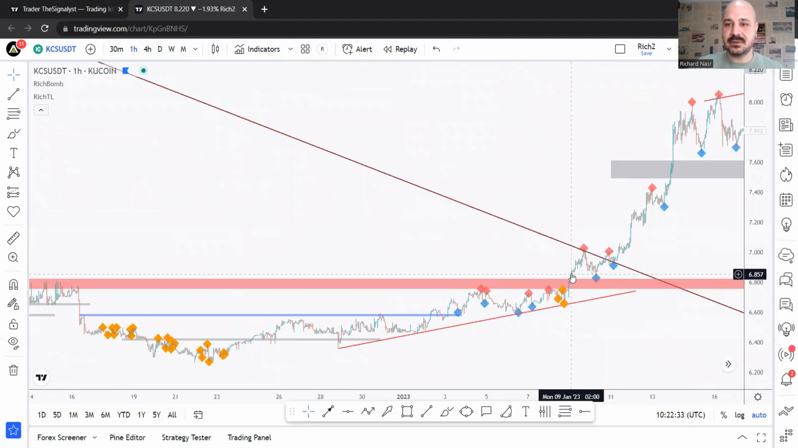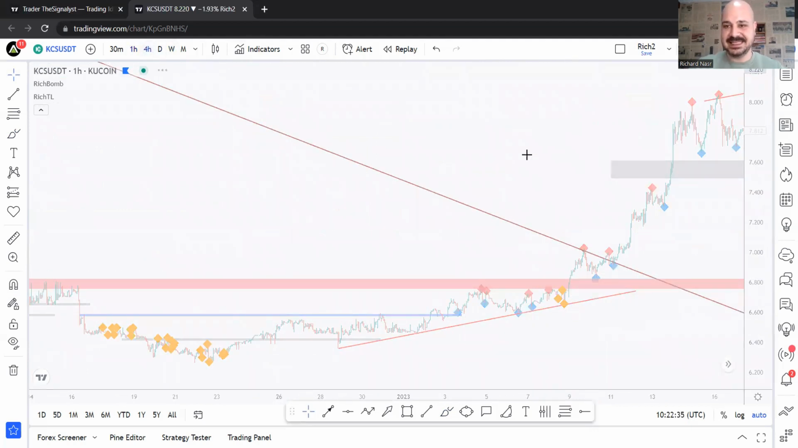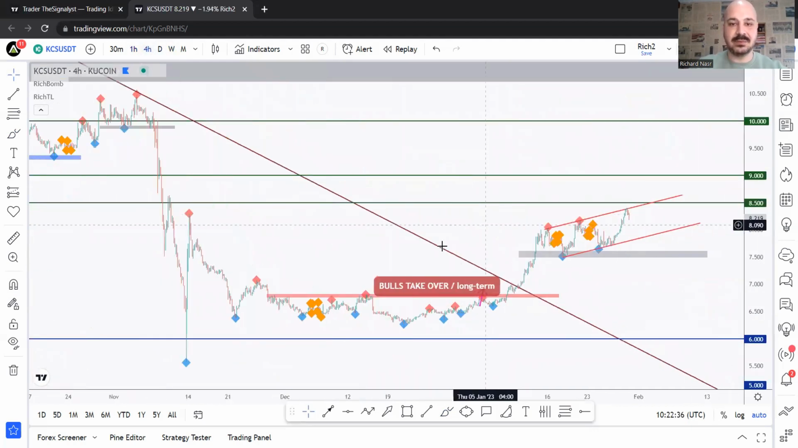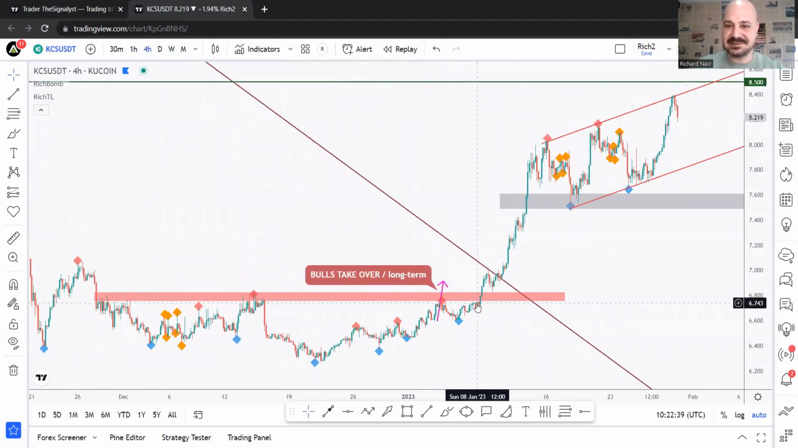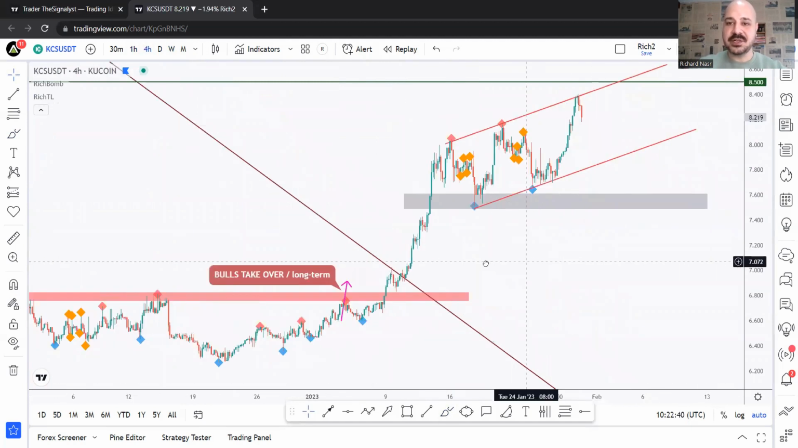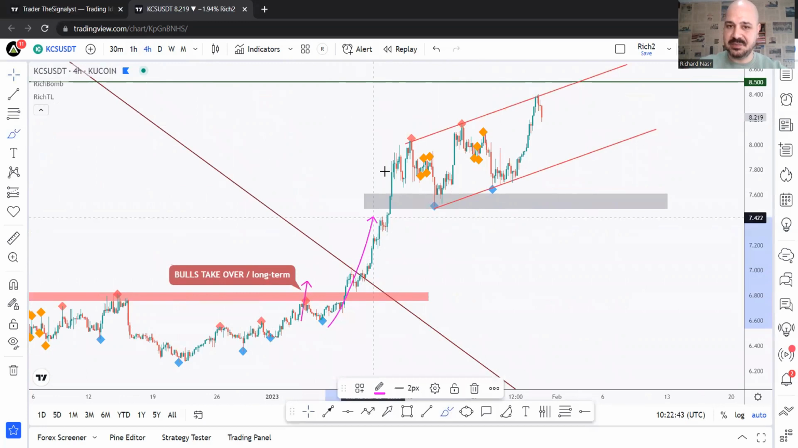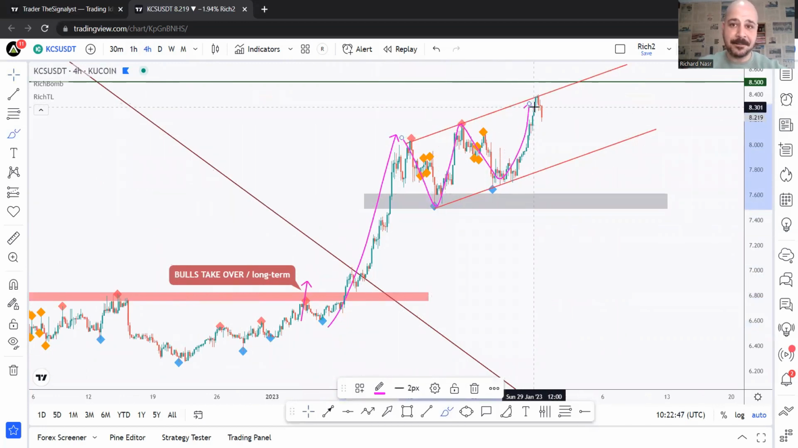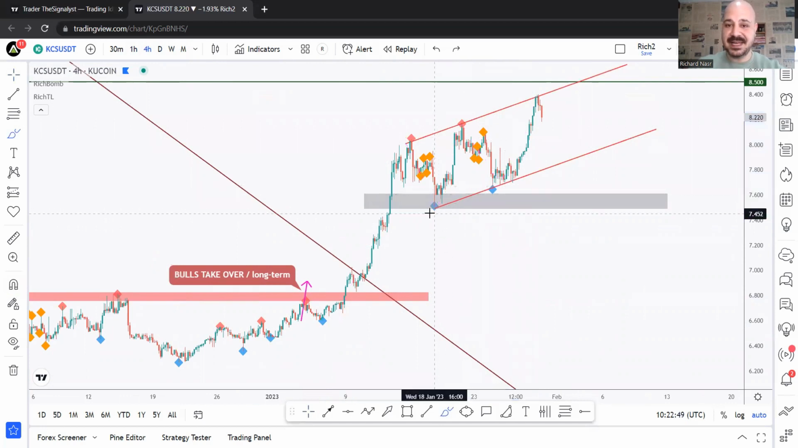So the bulls took over from a long-term perspective, which we can clearly see from H4 and from daily time frame above this last major high. And we are currently still bullish after this big impulse. We have been stuck inside a range, a rising one. So the bulls are still in control, managing to make higher lows and higher highs, right?